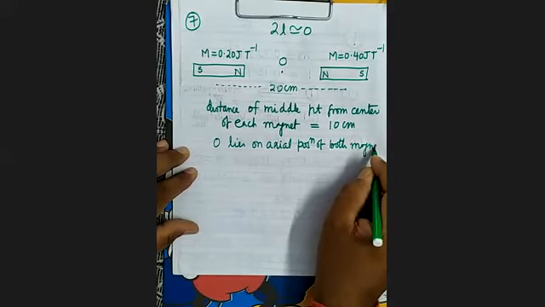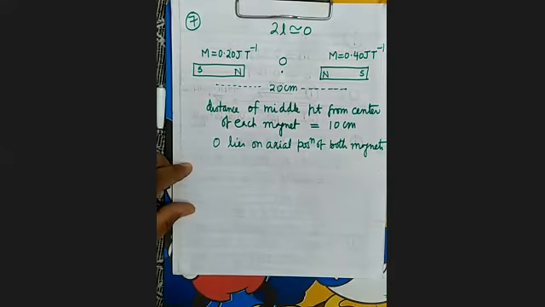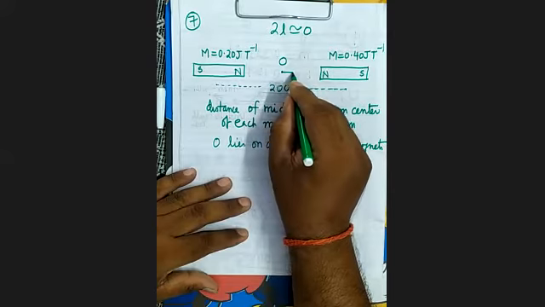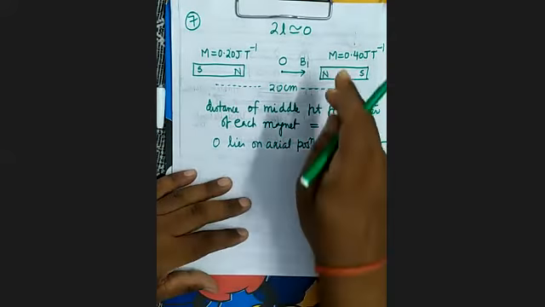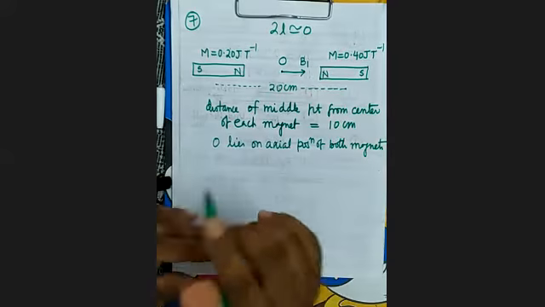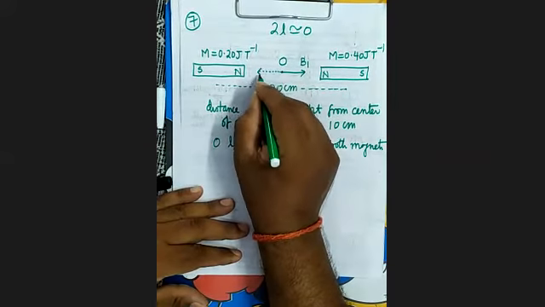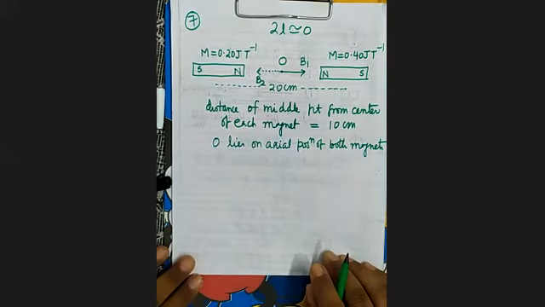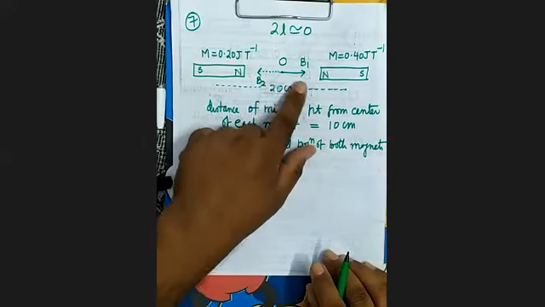Now see here, this magnet will produce the magnetic field here in what direction? It will produce magnetic field in this direction. And this one will produce magnetic field in what direction? It will produce magnetic field in this direction, away from the North Pole. You have to find the net magnetic field. So first you find out B1 and B2.